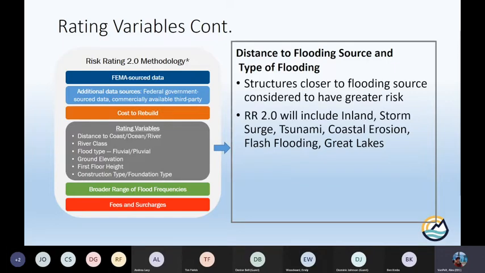Other things that are going to be considered with geographic variables are things like river class. Are we talking about your flooding source being the Mississippi or the Ohio River, or are we talking about a very small tributary in eastern Kentucky that only floods when it rains? Those different river classes are really going to affect what your flood risk is. Are you going to have flash flooding, or is it just going to be riverine and flash? Things like that.